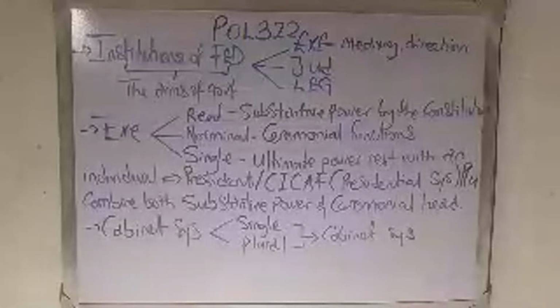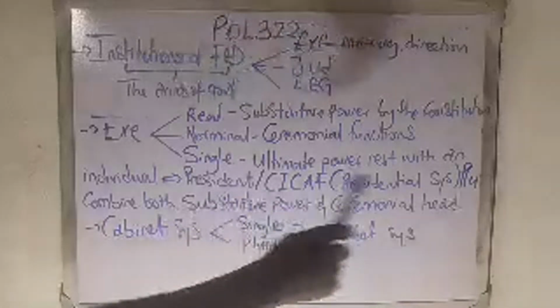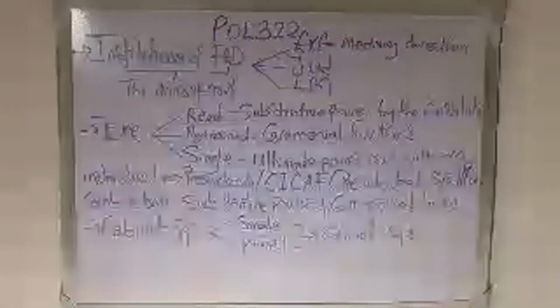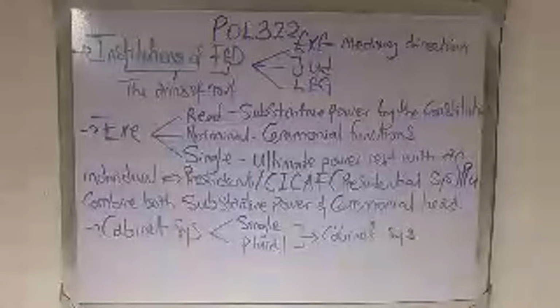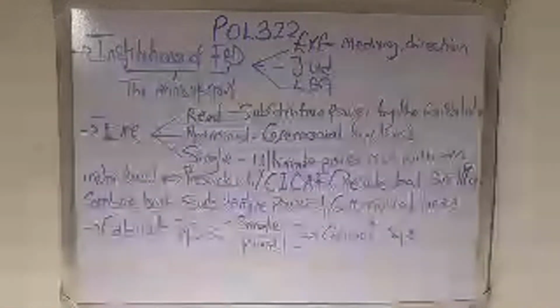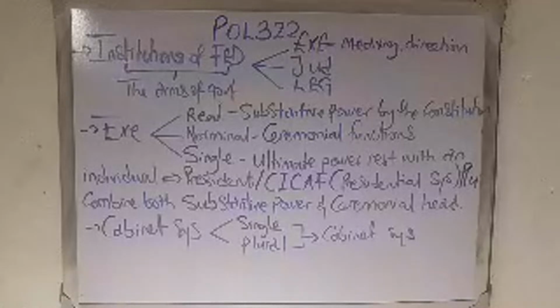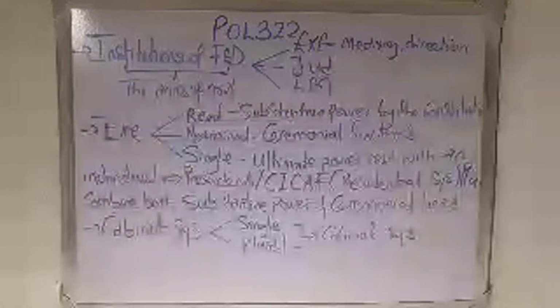Are we together? Cabinet system of government is a combination of both the single and the plural executive, while the prime minister operates. So remember we said the plural here, where we have the president and the prime minister. The president gets to be the ceremonial head, and the prime minister gets to make certain decisions, the administrative head. But as far as the cabinet system is concerned, the combination of both single and plural executive exists. While the prime minister operates on the principle of single executive, the members of cabinet follow principles of plural executive.